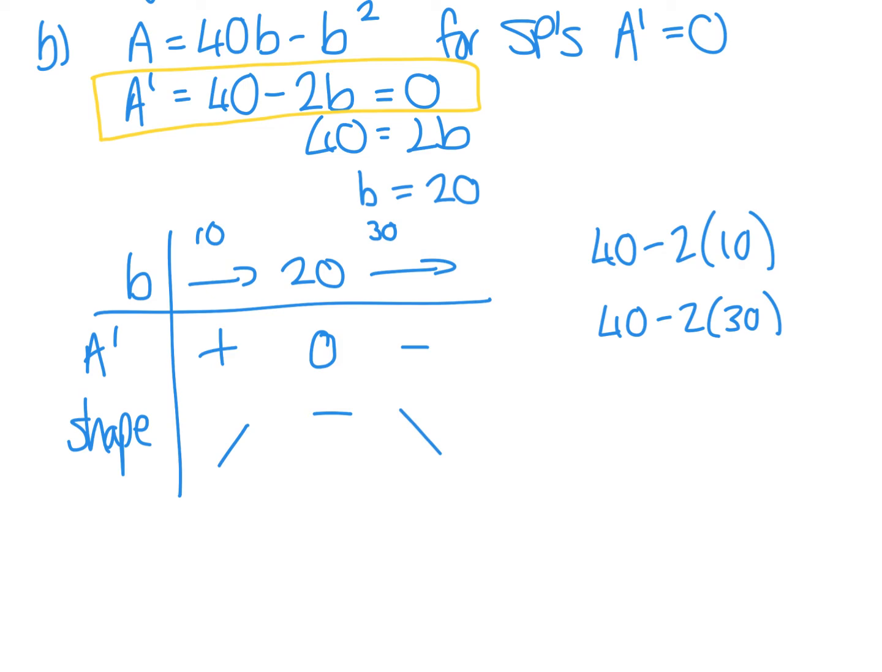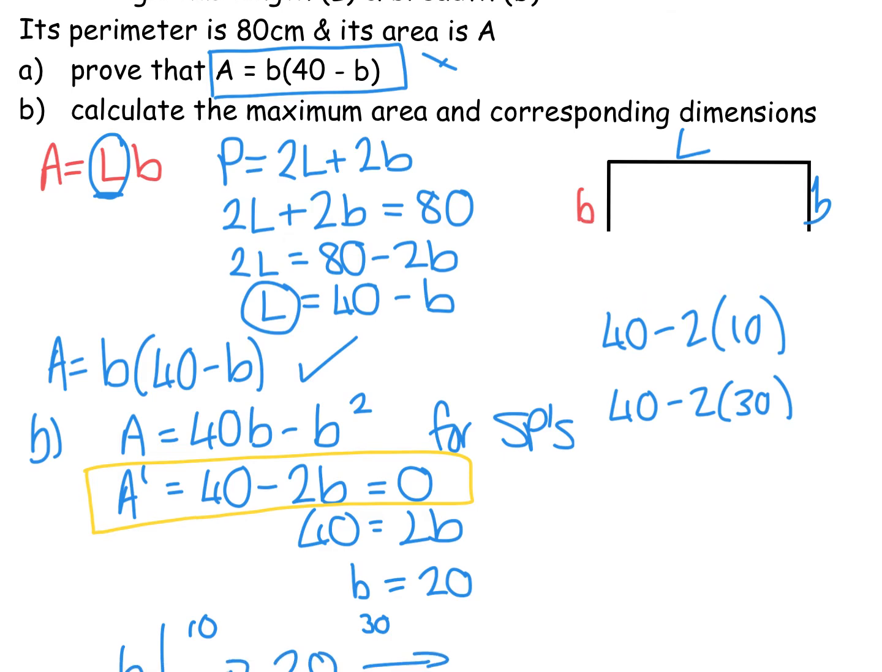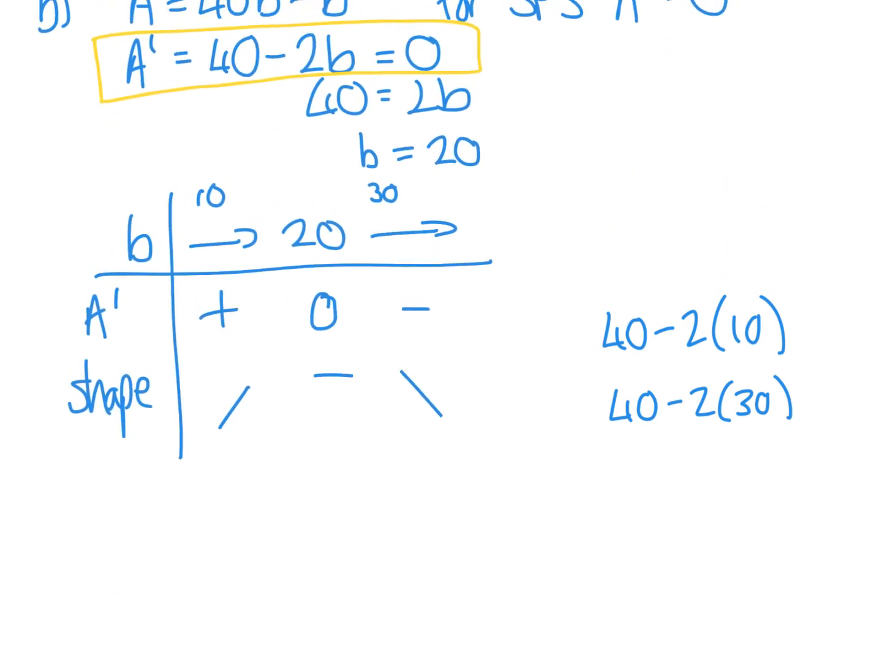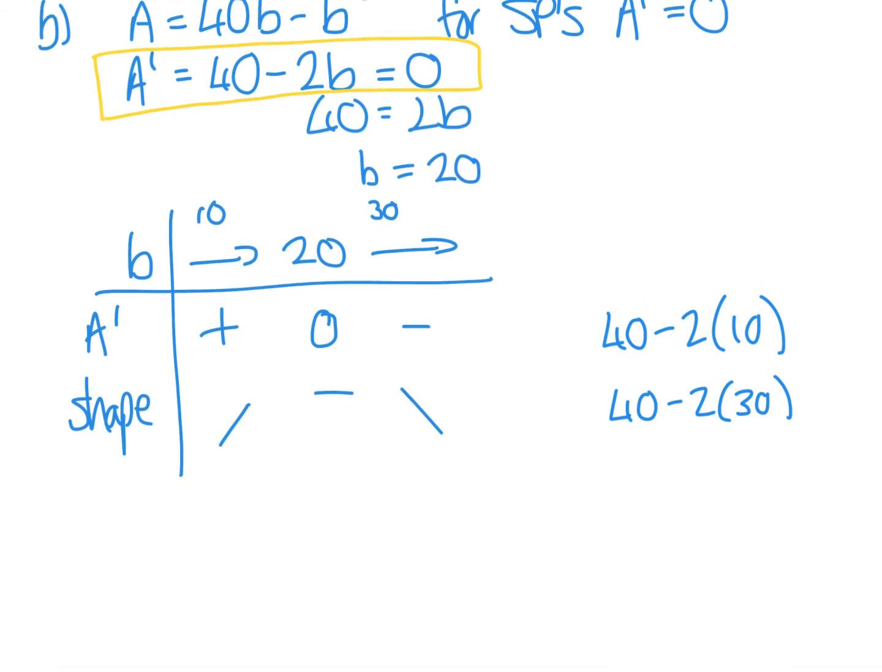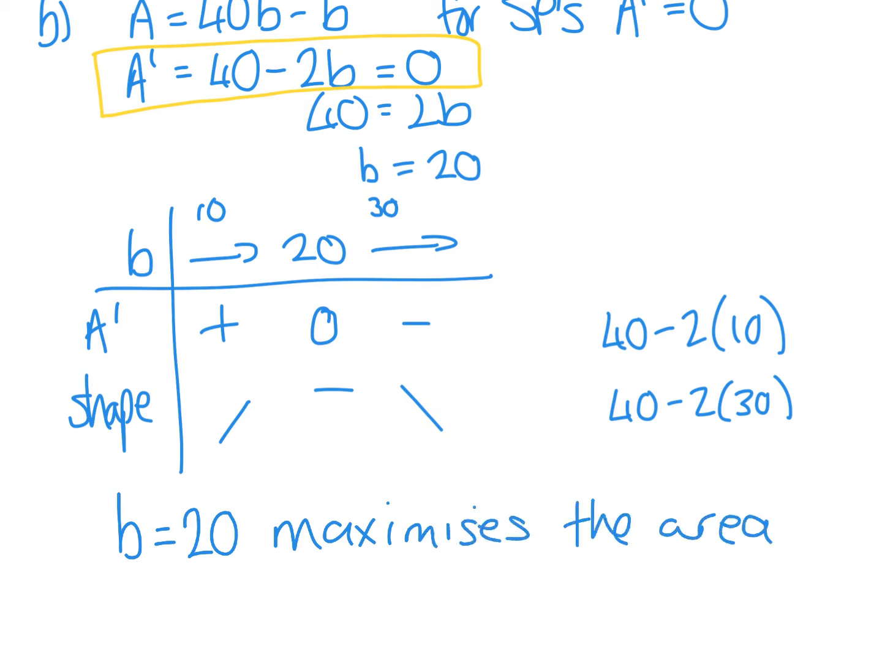Now the question had said, find the value of B which maximises the area and hence the corresponding dimensions. So B equals 20 maximises, so that's the first thing I'm going to write. So I'm going to write B equals 20 maximises the area. And then it wanted the corresponding dimensions.